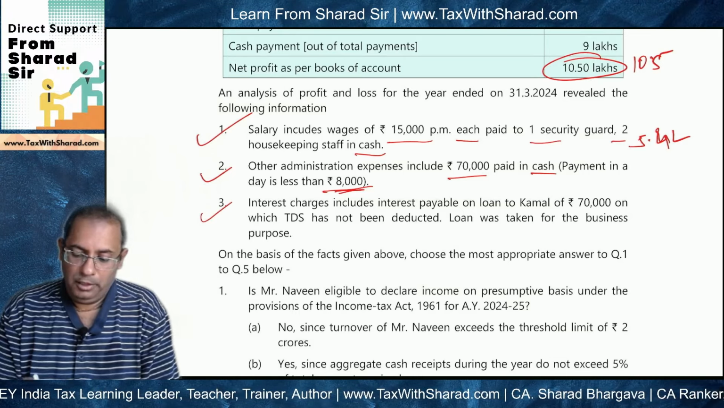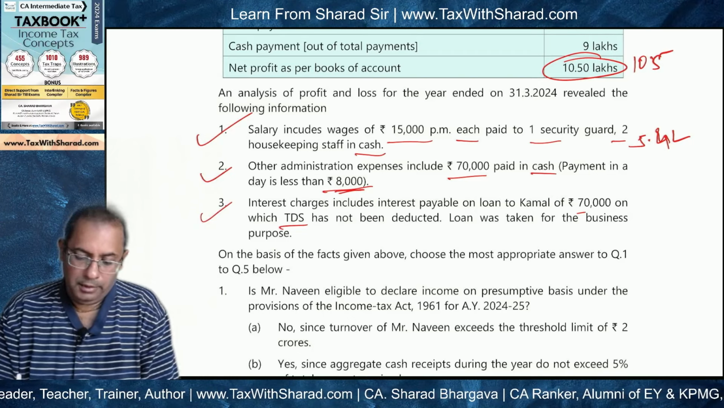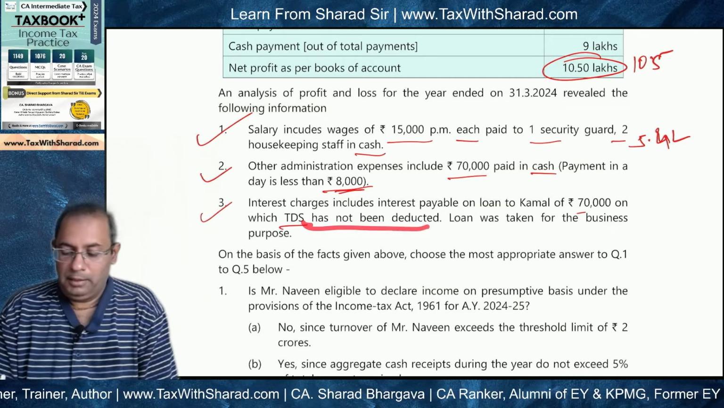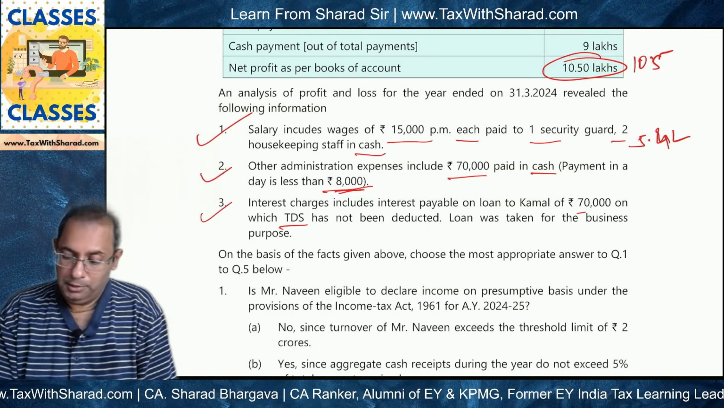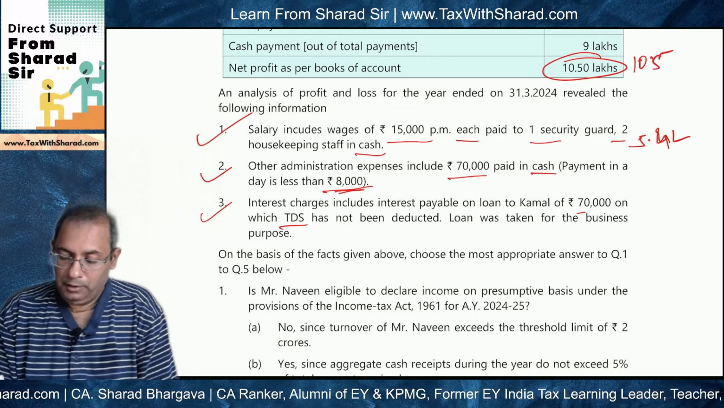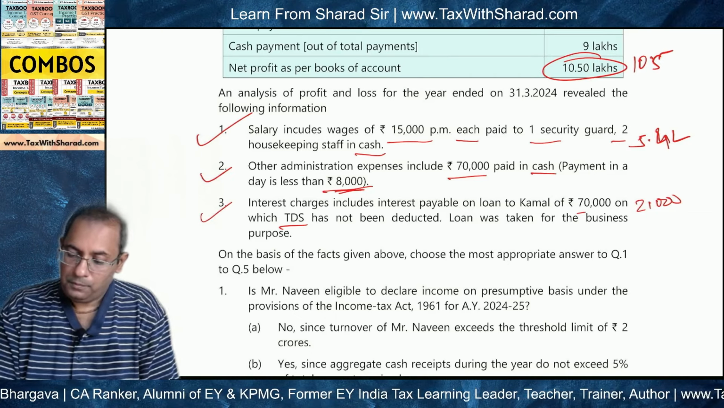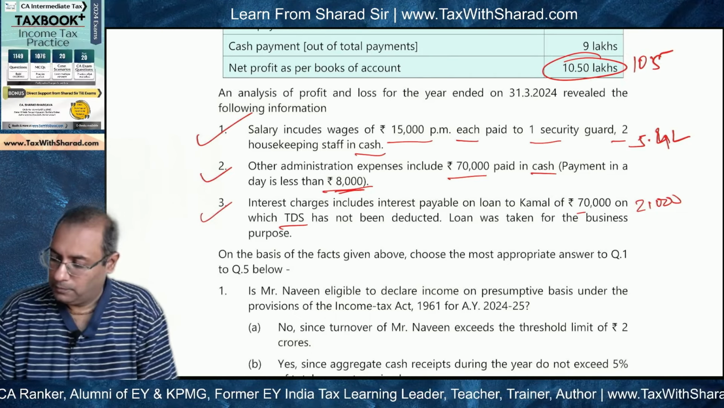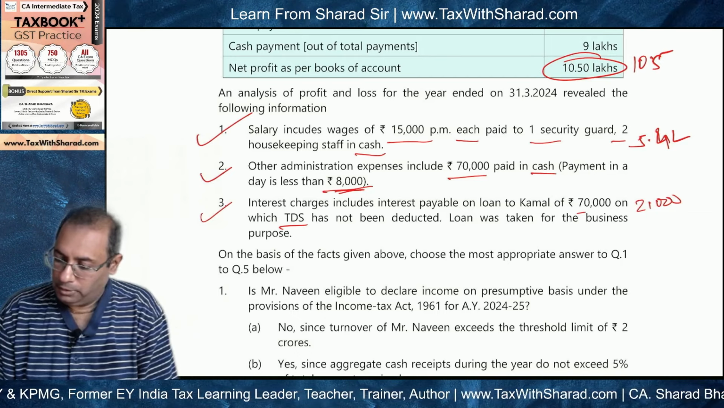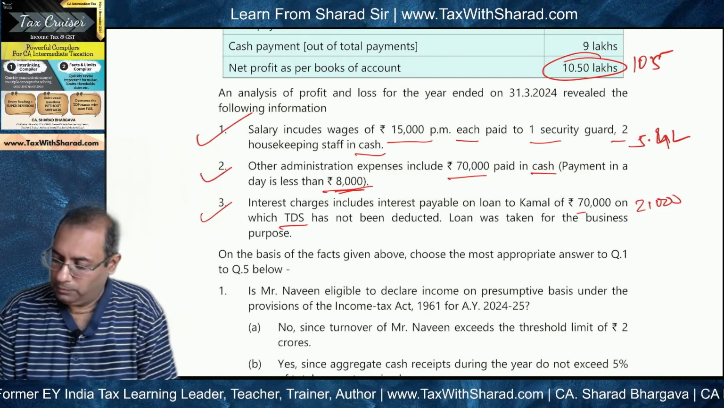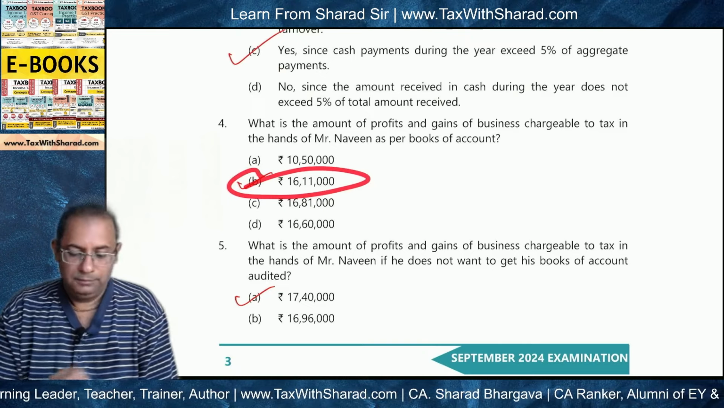Point number 3, interest charges include interest payable on loan to Kamal of 70,000 on which TDS has not been deducted. The loan was taken for business purpose, and since TDS has not been deducted, which section will apply? 40(a)(ia), and the disallowance will be to the extent of 30% under that section because TDS has not been deducted. So 30% of 70,000 will be 21,000. So 21,000 will also need to be added. So 10 lakh 50,000 plus 5 lakh 40,000 plus 21,000. So this comes to 16 lakh 11,000. So 16 lakh 11,000 should be the answer. See, this is the correct answer.